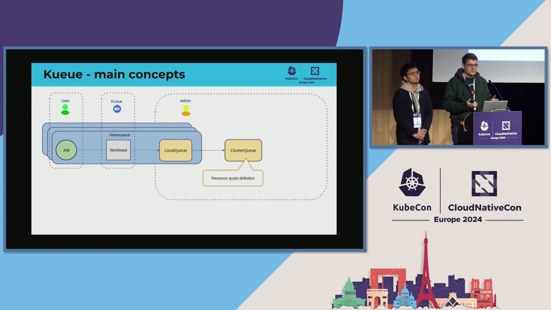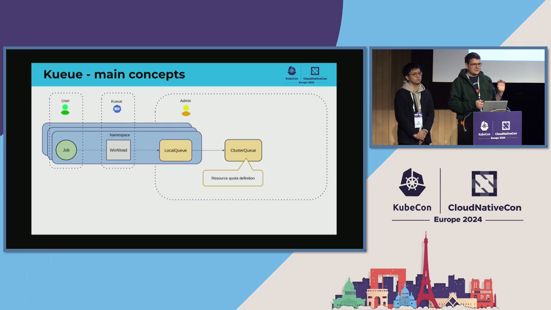So jobs are created by users, and here is where the user specifies the number of pods that the job requires, and also the pod template that specifies the amount of different resources required to run the pods. And as I was saying, Kueue supports various types of jobs. So in order to abstract them out and also add some extra details, Kueue creates the workload object and maintains one-to-one correspondence between the workload and the job created by the user.